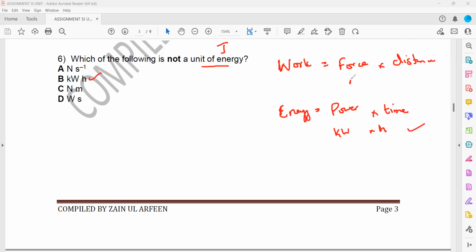Newton meter: if the force is in Newton and distance in meter, so the unit will be Newton meter. Watt into seconds, that's also correct because the unit of power can be watt. It can be watt, it can be kilowatts, but here if the unit of the power is watt and the unit of time is second, so it will be watt second. But Newton divided by second, or N s^-1, none of the formulas give that. So there is no unit of energy which is N s^-1. That's why A is the right answer. A is not a unit of energy. Rest all of them are units of energy.